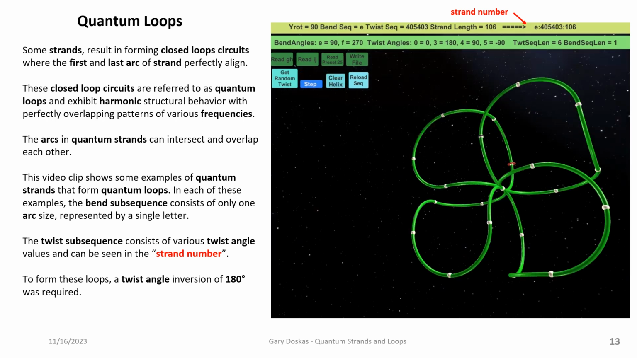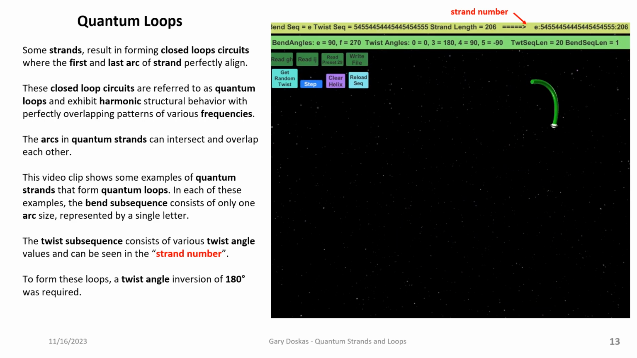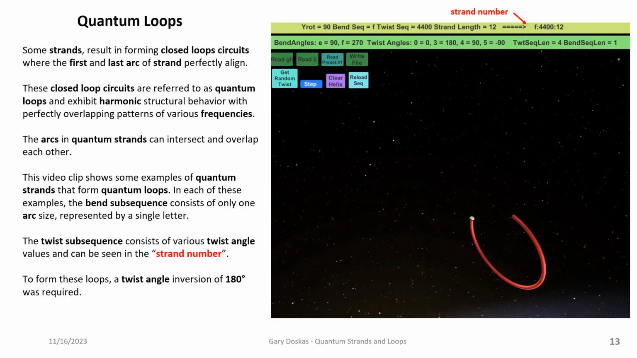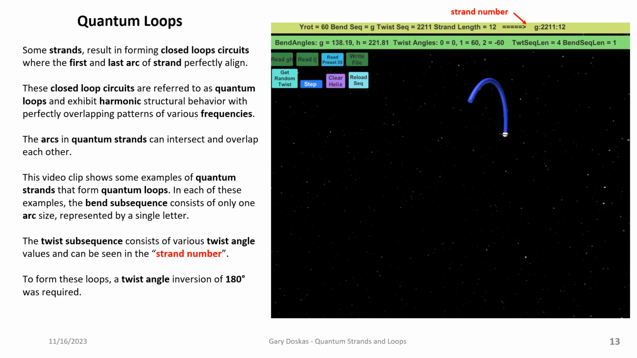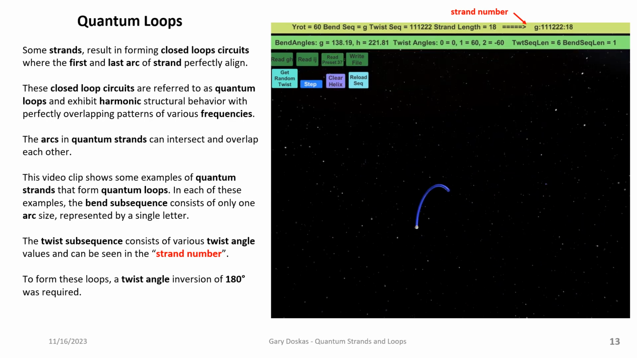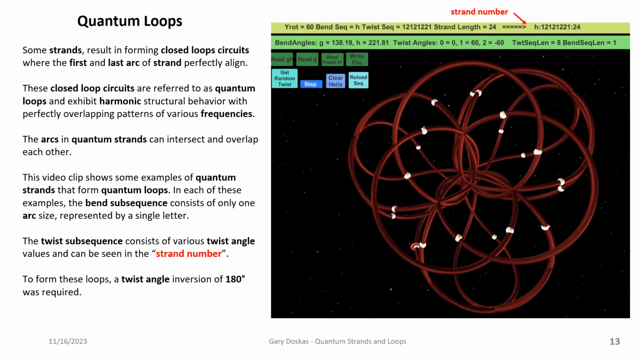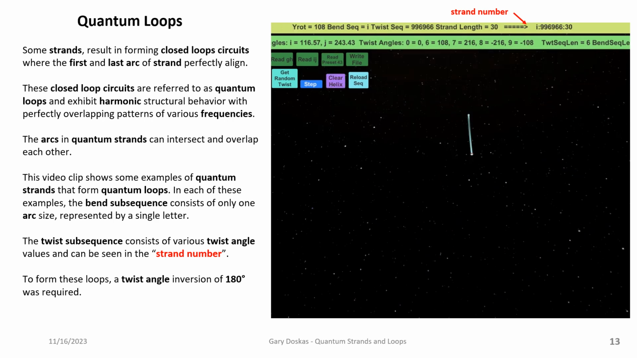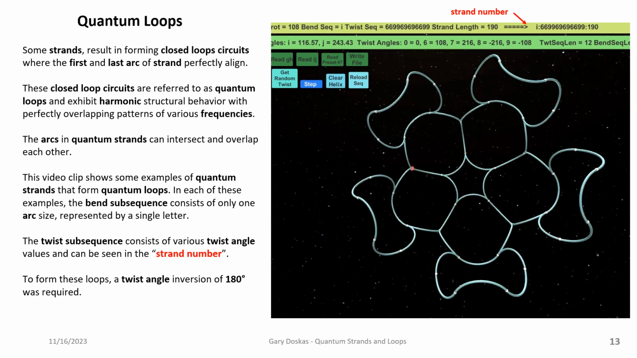This video clip shows some examples of quantum strands that form quantum loops. In each of these examples, the bend sequence consists of a single arc size, represented by a single letter, and the twist subsequence consists of various twist angle values that can be seen in the strand number in the top right corner here. And I'll just let this video complete out to see a few more examples.